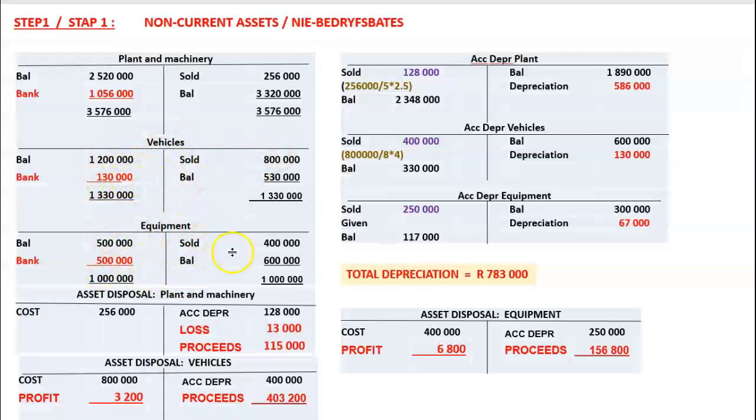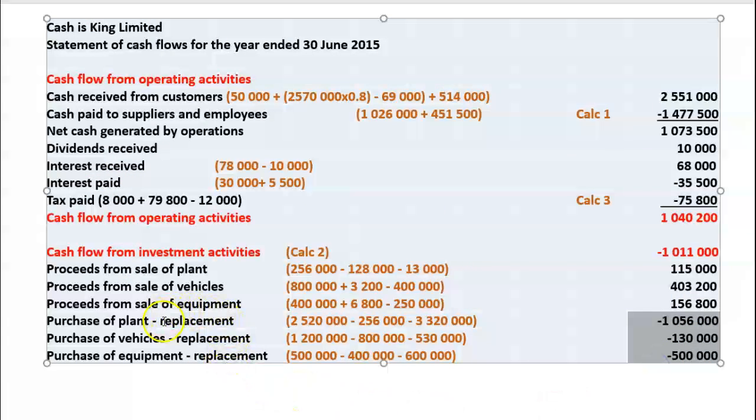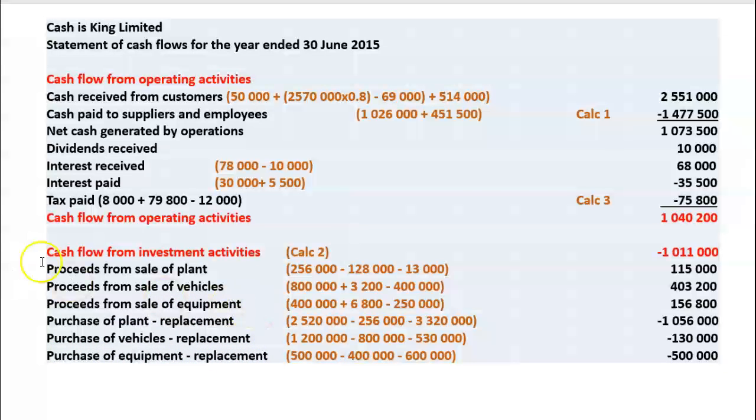And the same thing here, if we're going to balance off our equipment at cost account, we're going to need a debit there, and that can only be represented by new equipment that we've bought. So in our cash flow from investing activities, we're going to have plant purchased 1056, vehicles purchased of 130, and equipment purchased of 500. Here it is. And we can all assume, because we've sold some of that stuff, that all of these new assets that we've acquired is for replacement purposes.